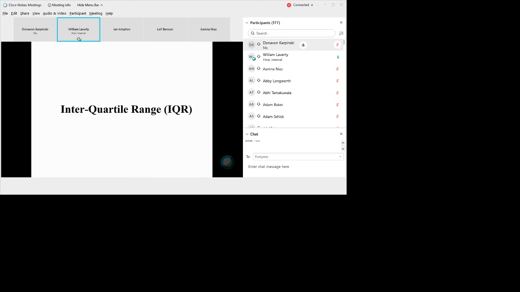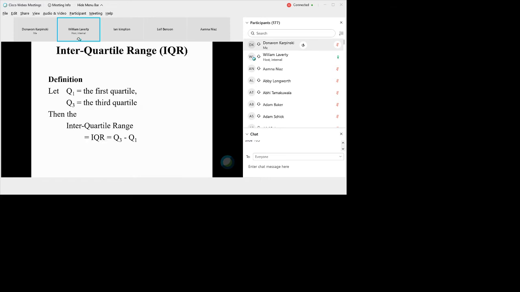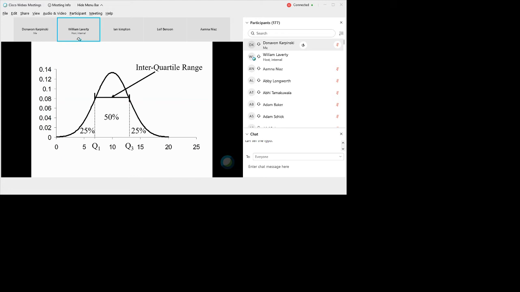The interquartile range: you compute Q1 and Q3, the first and third quartile. The interquartile range is just Q3 minus Q1. It's the length of the box in a box whisker plot. The range is the length of the whole diagram. The interquartile range contains the middle 50% of the population. It's the length of an interval that contains the middle 50%.